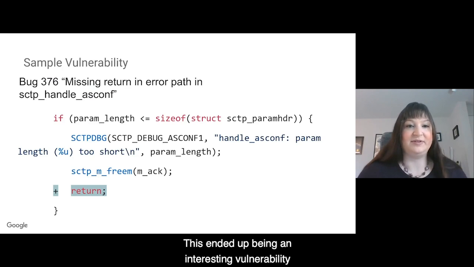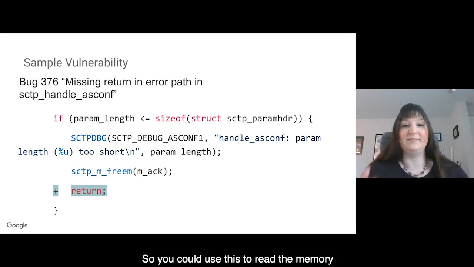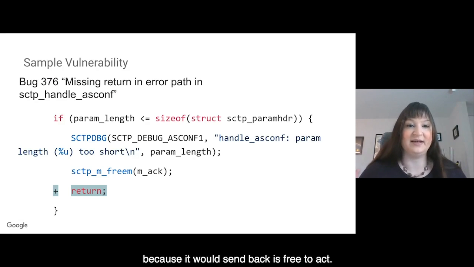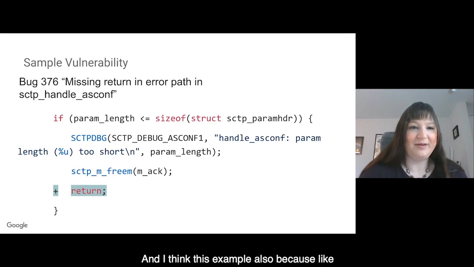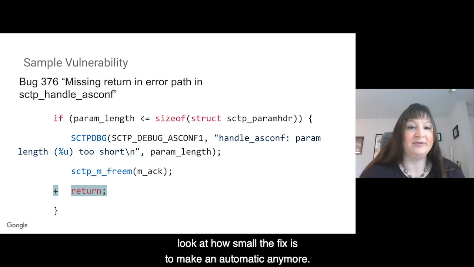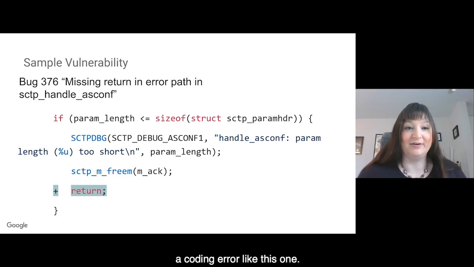This ended up being an interesting vulnerability because it actually sent that packet, so you could use this to read the memory of the other device because it would send back this freed ACK. But I was also able to use it to get code execution. And I picked this example also because, look at how small the fix is to make it not a bug anymore. I mean, who among us have never made a coding error like this one?